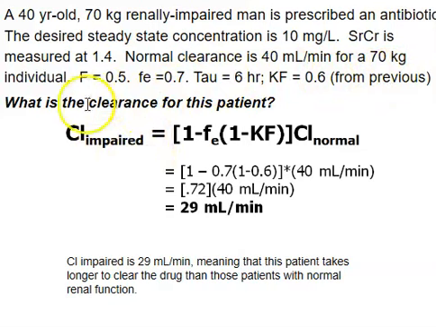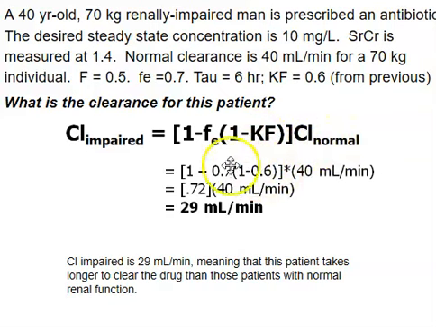So we can use this formula right here to answer the question, what is the clearance for this patient? The clearance of a renally impaired patient is going to be this formula: 1 minus Fe, which is 0.7, times the value of 1 minus the kidney function. So what's the normal part of the functioning kidney? That's where that comes from, times the normal clearance.